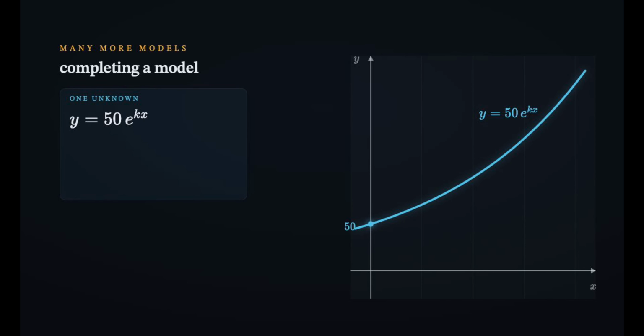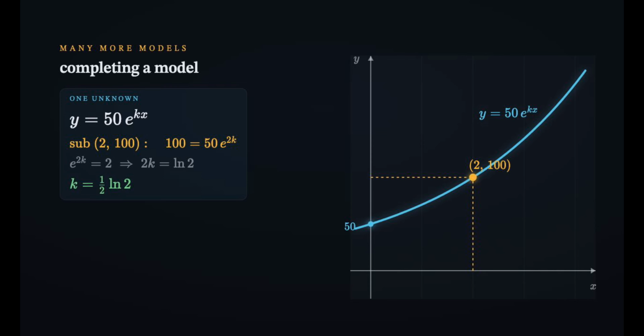And you can make many more models too. Sometimes Maths Advanced will also give you a half-completed model like y equals 50 times e to the kx. Then you will need to substitute in a pair of values x and y to find k to complete the model before using it.